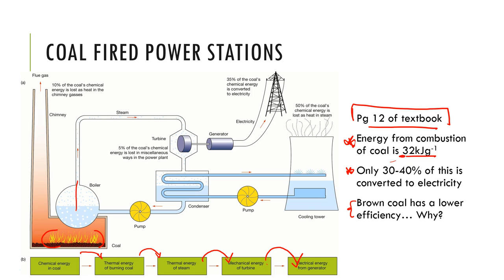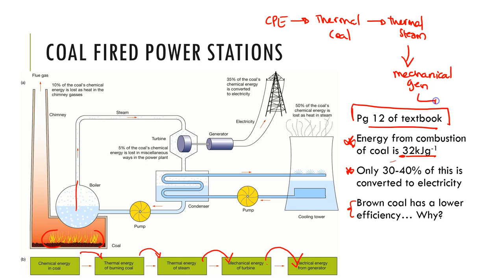You should be able to list each of the transformations for this. So chemical potential energy into thermal from coal, into thermal energy of steam, which then goes to mechanical in the generator, and then out to electrical.